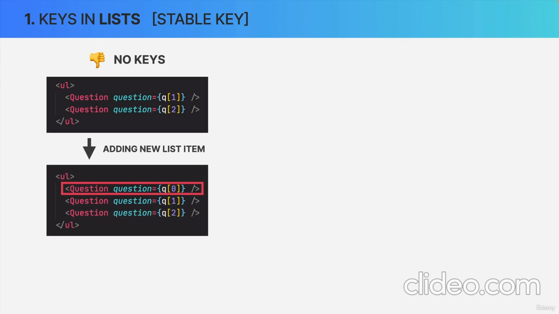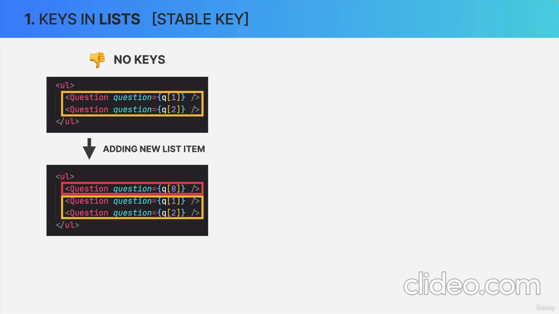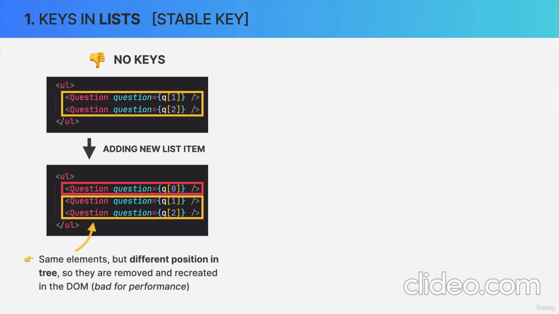Well, the two list items that we already had are clearly still the same, but they will now appear at different positions in the React element tree. They are no longer the first and second children, but now they are the second and the third children. So we basically have the same elements, but at different positions in the tree. And so according to the diffing rules that we learned earlier, these two DOM elements will be removed from the DOM and then immediately recreated at their new positions. And this is obviously bad for performance, because removing and rebuilding the same DOM element is just wasted work, right?